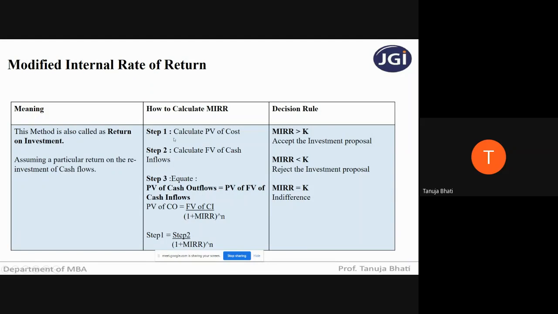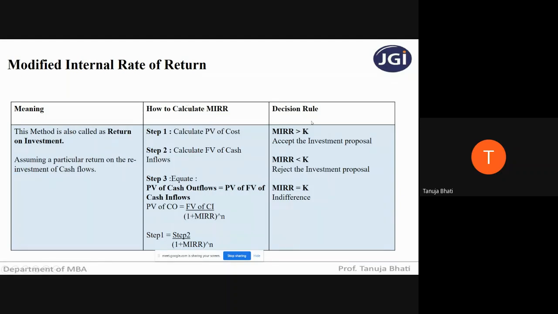So again, I'm repeating. Step number 1, calculate PV of cost. Step number 2, calculate future value of cash inflows. Step number 3, equate these two. To make this comparable, you have to bring this future value to the present value. How to find out the present value? The formula you all know: future value divided by 1 plus R raised to N. PV of cash outflows, which you have already calculated in step number 1, equals future value of cash inflows, which you have already calculated in step number 2, divided by 1 plus R raised to N. So with this, you will calculate the MIRR.